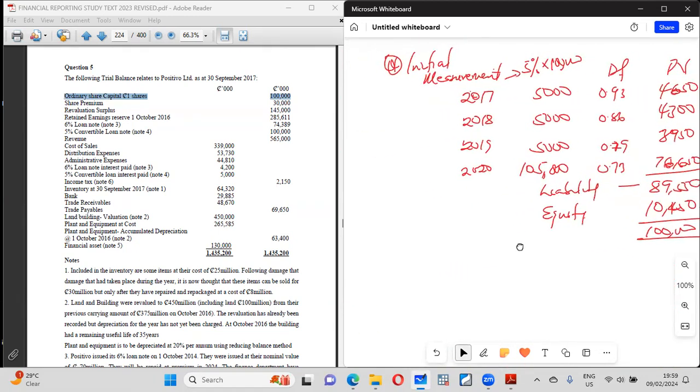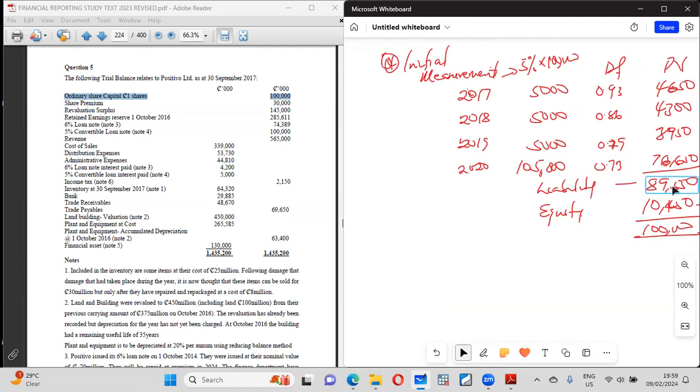Now the subsequent measurement. We will do the subsequent measurement for only this part, the liability part. So balance brought down 89,550. You don't even need to do this working, just show it there without even showing the thing. So finance cost is 8%. The same rate we use here.